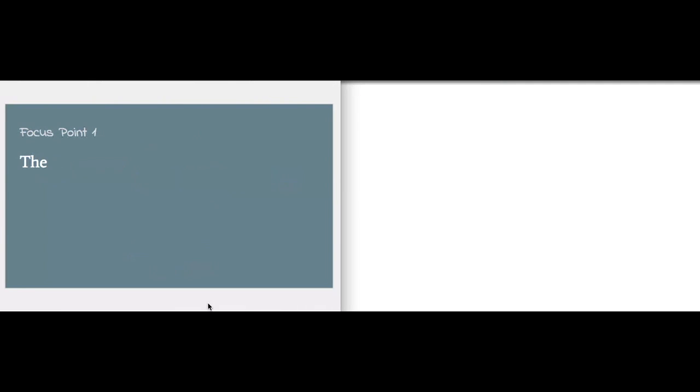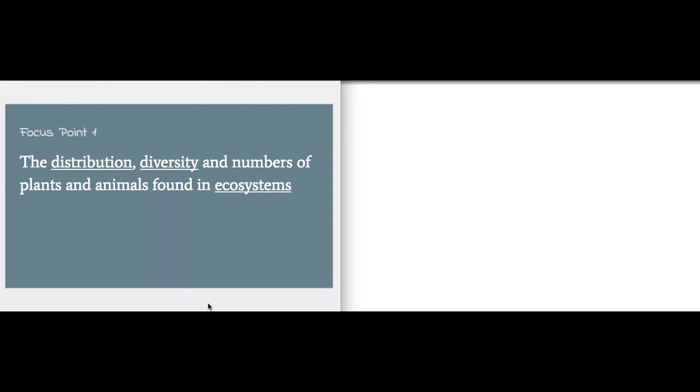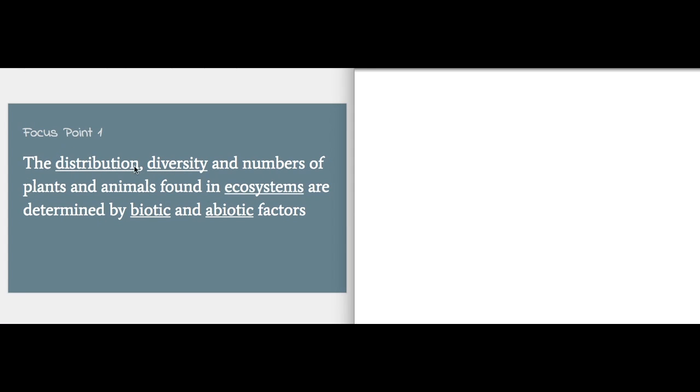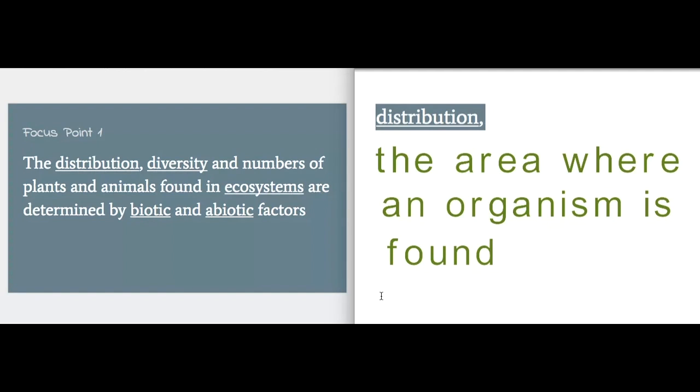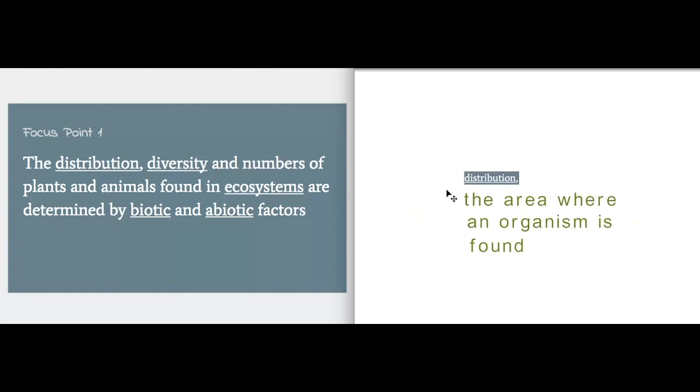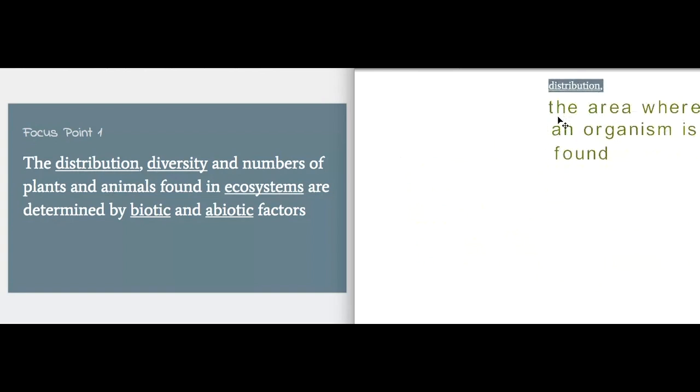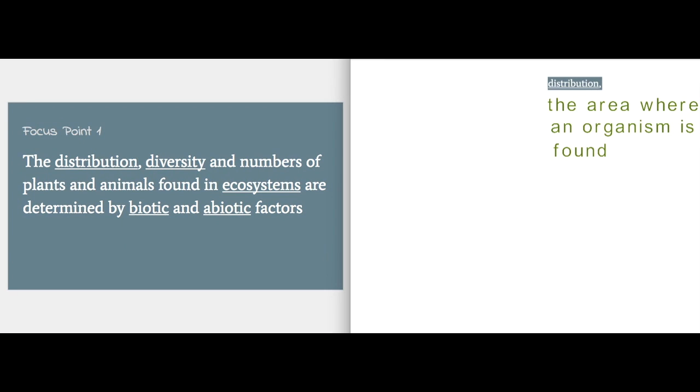The first focus area is the distribution, diversity, and numbers of plants and animals found in ecosystems are determined by biotic and abiotic factors. Now I've underlined the keywords that will help you to understand what you will be learning about through the first group of dot points. So the first word, distribution, refers to the area where an organism is found. For example, the common wombat is distributed throughout southeast mainland Australia and throughout Tasmania.